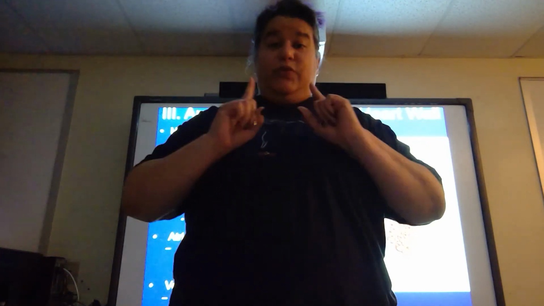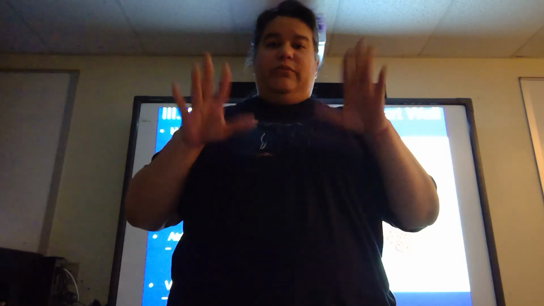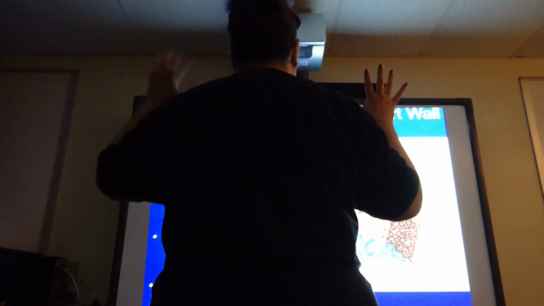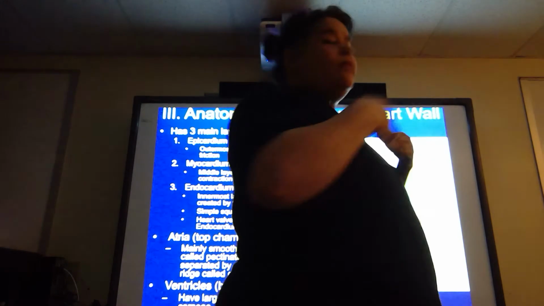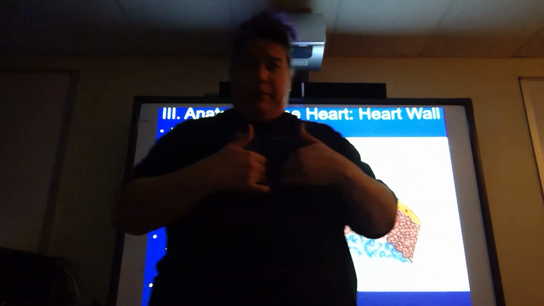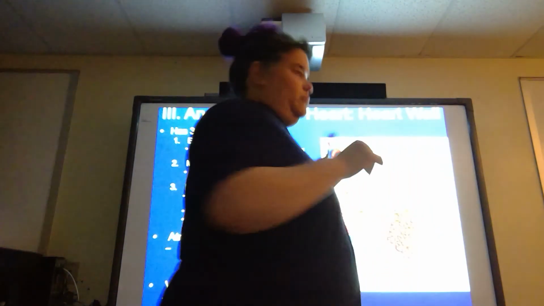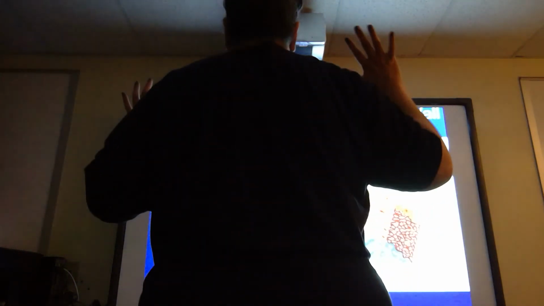So you've got two top chambers. You've got the right atrium and the left atrium. Then you've got two bottom chambers. Those are the ventricles. And again, right ventricle, left ventricle. In your chest, right ventricle, left ventricle.